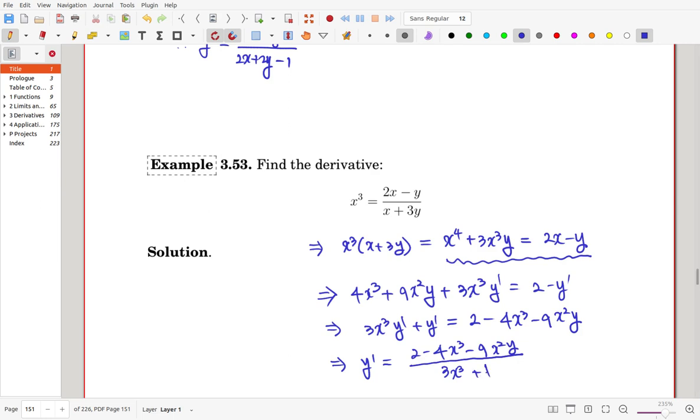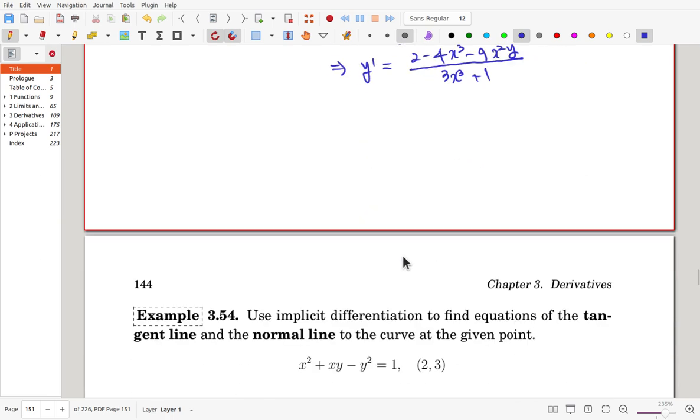That's the final answer. You can do the differentiation by using the quotient rule for this term, but it'll be a little bit more complicated. So you can manipulate the equation so it's easy to handle, and then you can get the derivative much more easily. Okay.